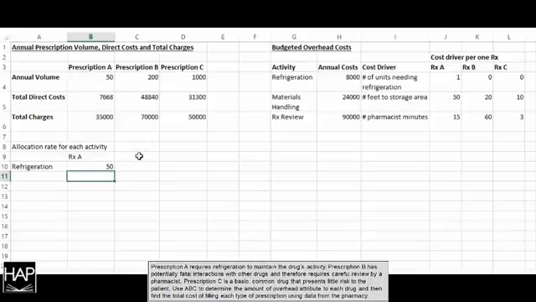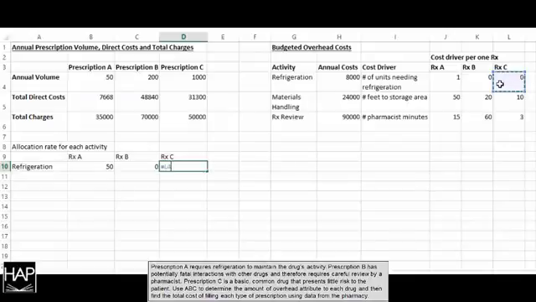I'm going to do the same for prescription B. Again, I'm looking at refrigeration and the cost driver per 1 prescription B, which is 0, multiplied by the total annual volume of prescription B, which is 200. That comes out to 0 because prescription B does not need to be refrigerated. For prescription C, I do the same thing: the number of units needing refrigeration multiplied by the annual volume of prescription C. Again, I get 0 because it doesn't need to be refrigerated.